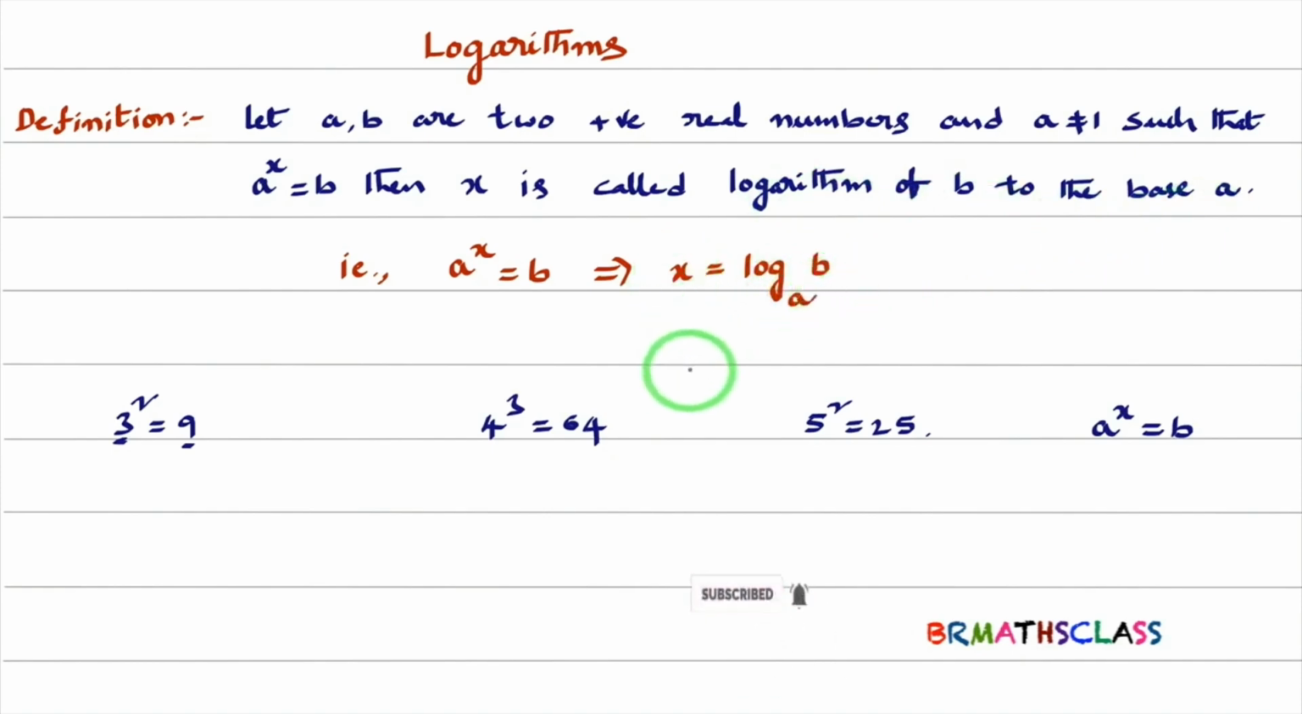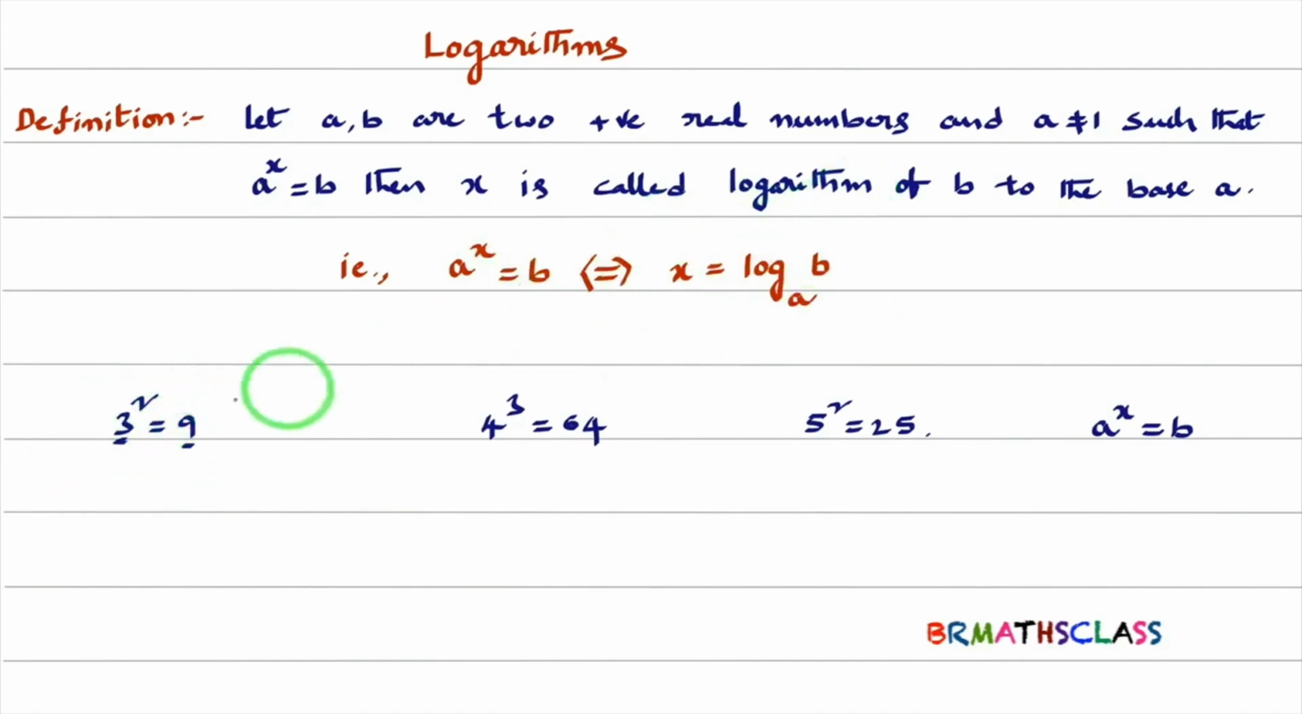And here a very important point is that it is an if and only if condition. Whenever you see a power x equal to b, then you can write x equal to log b base a. At the same time, whenever you see x equal to log b base a, it can be written as a power x equal to b. Try to understand, this is an if and only if condition. Whenever you see a power x equal to b, you can write x equal to log b base a. At the same time, whenever you see x equal to log b base a, we can write a power x equal to b.